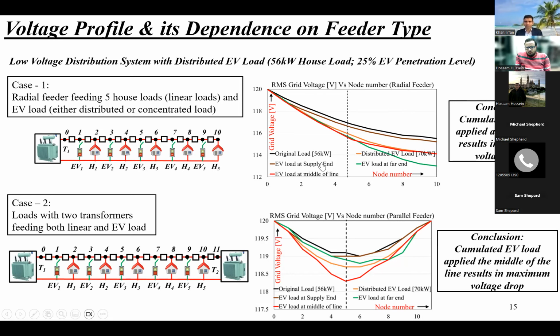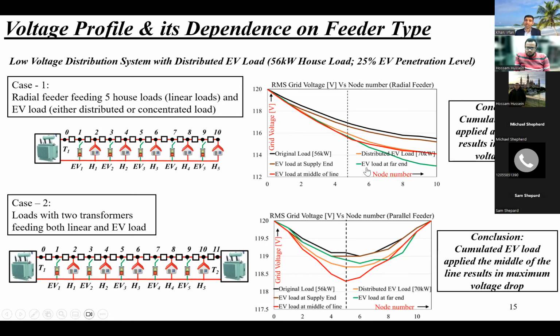So if we see the plot on the right, this original load is 56 kilowatts. We are adding 25% EV penetration. As we add 25% EV penetration, check the voltage profile. If we have EV load at the supply end, it will not have much impact. The second line has almost the same voltage profile, because the EV load is only at the supply end. And then if we have EV load at the middle, then we have a little bit lower voltage profile. So we got a decline in the voltage.